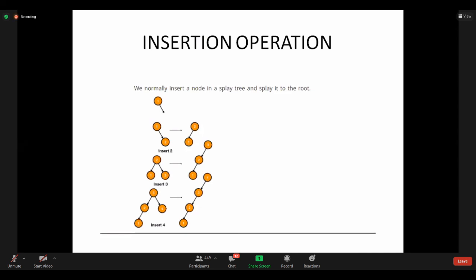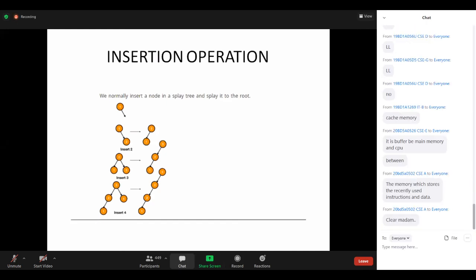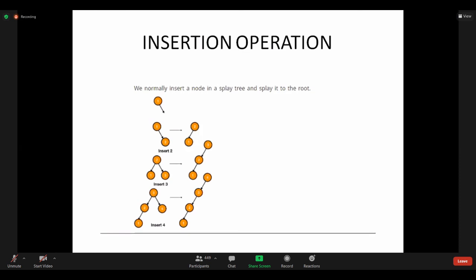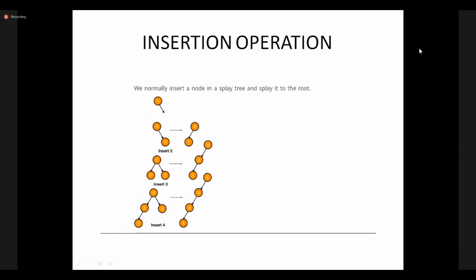Look at which side I inserted 2. On the right side. Then I should do the left operation. Left operation means which operation? Zag operation. Zag operation means I am moving it, so my 2 will become the root and 1 will become its left child. Clear?